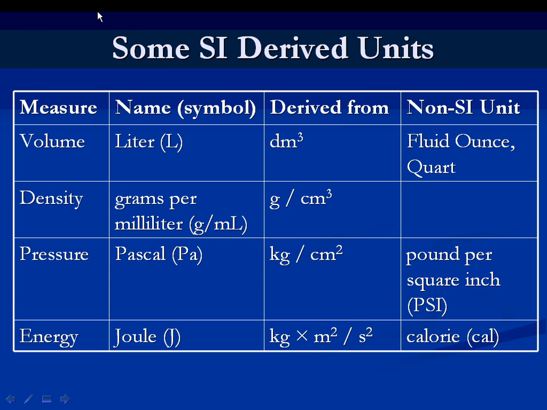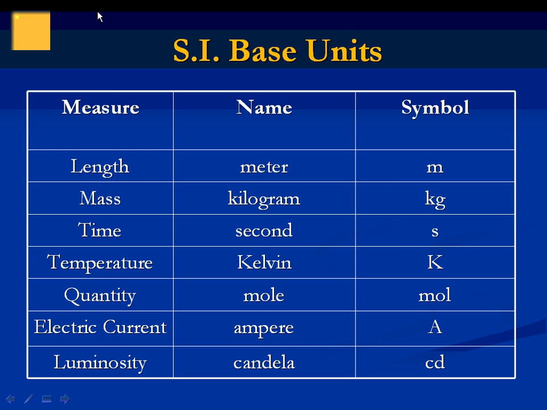All right, here are some derived units. So liters is actually derived from meters. Density is derived from grams and centimeters. Pressure is derived from kilograms and centimeters. So that kind of gets complicated. Even energy is actually derived from mass and distance and time and all that kind of thing. So really, these are the only 7 units that everything else is defined based on.